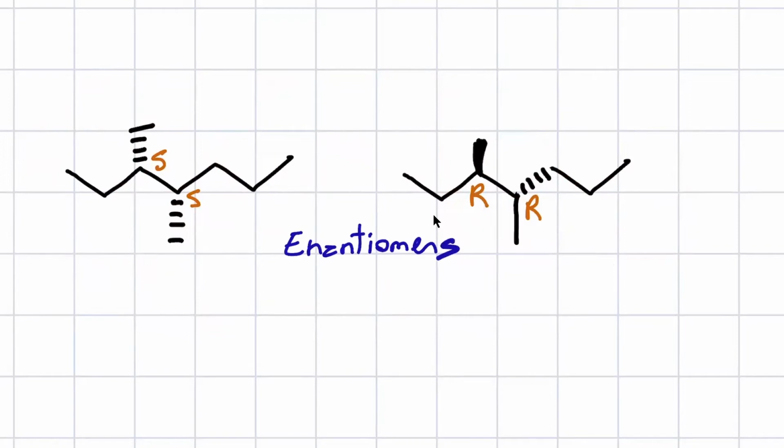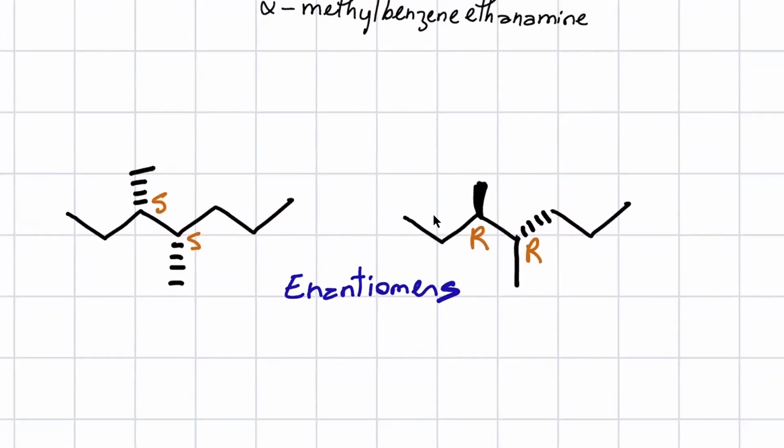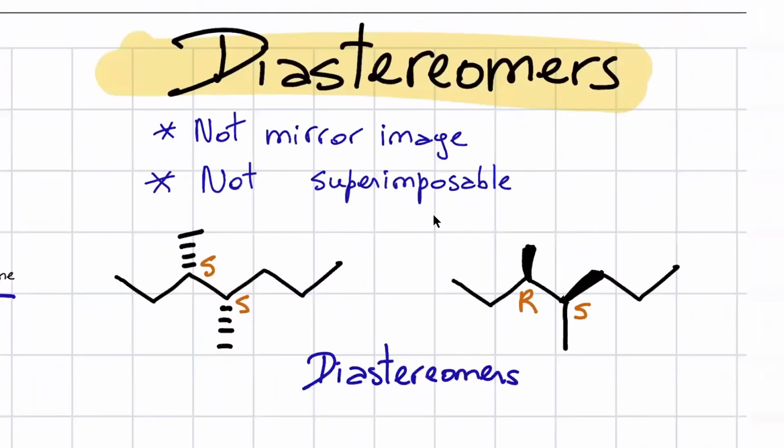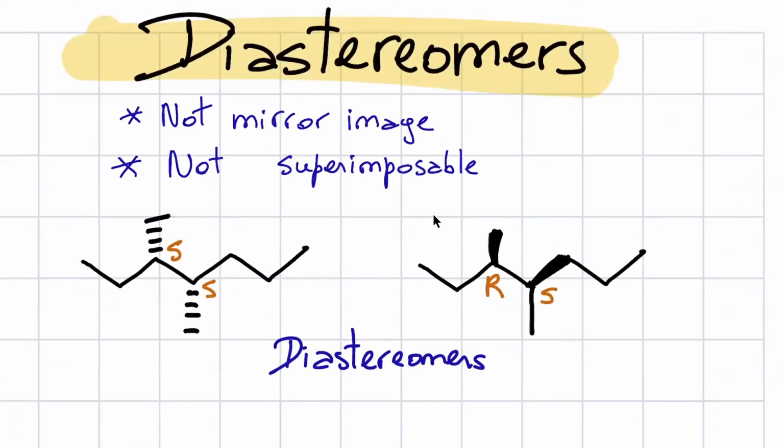But what if they are not complete opposite? What if we have SS and here we have, for example, RS or SR? They are not complete opposite. How would you call it? Do you know the name? If you guess diastereomers, then yes, you guessed right. Indeed, we call that diastereomers.